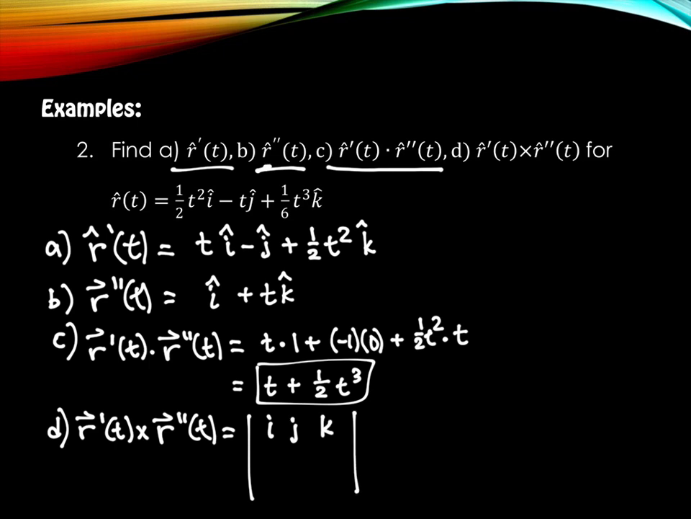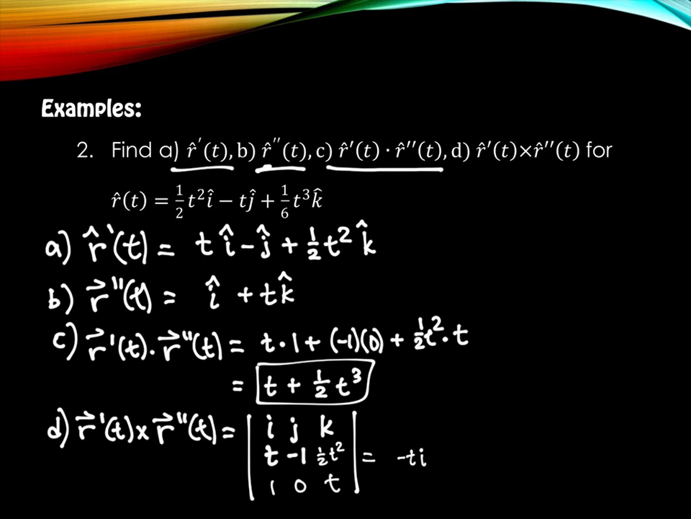So on the first one, I have t, negative 1, and 1/2 t squared. On the second one, I have 1 and 0 and t. Did I get them all in there right? Okay, I think so. You can expand along those if you would like. I'm going to actually just jump the expansion, since I wrote down the matrix like this. So I'm going to have the i multiplied by negative 1 times t, and then this piece is going to be 0. So this would be negative ti.